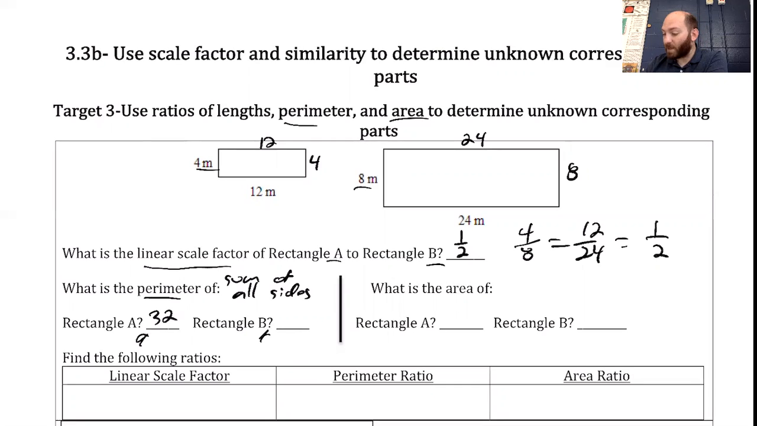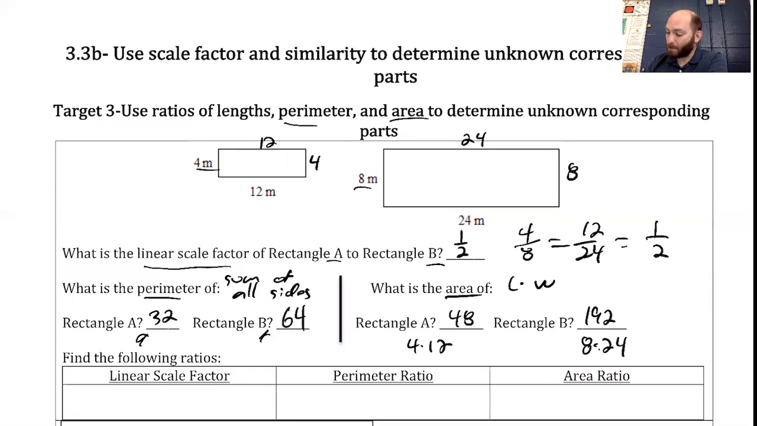For rectangle B, I'll do the same thing. 24 and 24 is 48, plus 8 is 56, plus 8 is 64. Okay, area. Remember, area is length times width. So for the first rectangle A, that is 4 times 12, giving me 48. Rectangle B is going to give me 8 times 24, which is 192.